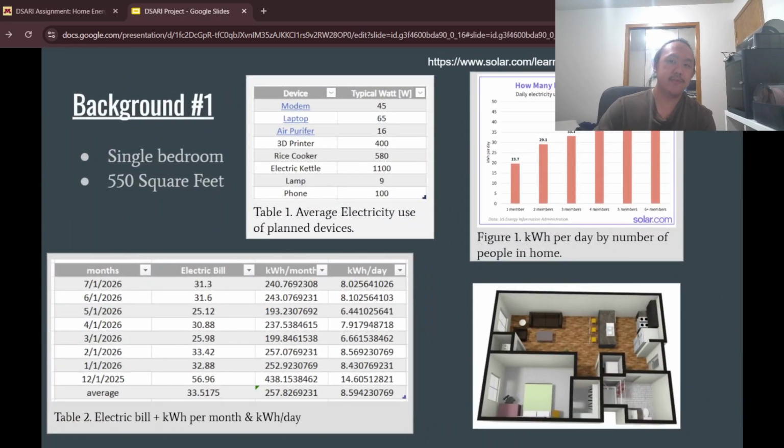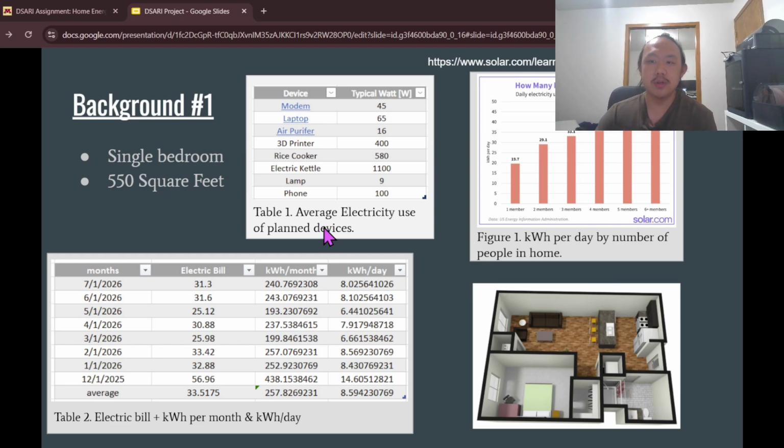To start off, I live in an apartment called the Station in Washington. It is about a block away from the U of N campus. I live in a single bedroom with 550 square feet. The typical annual electric use of my apartment is roughly around 260 kilowatt hours per month, with roughly 8.5 kilowatt hours per day, as seen in Table 2.